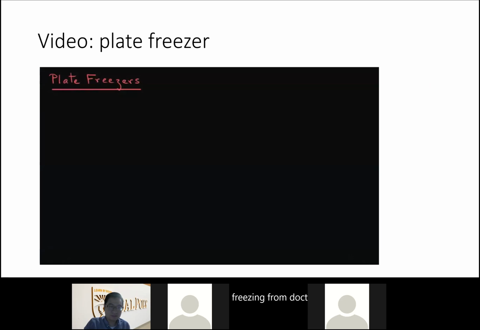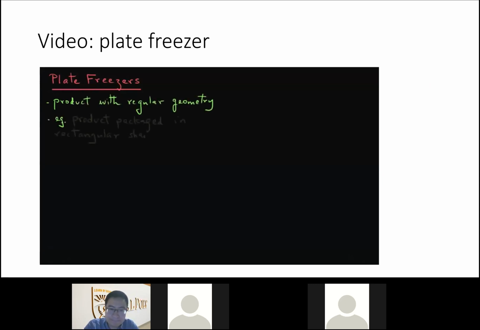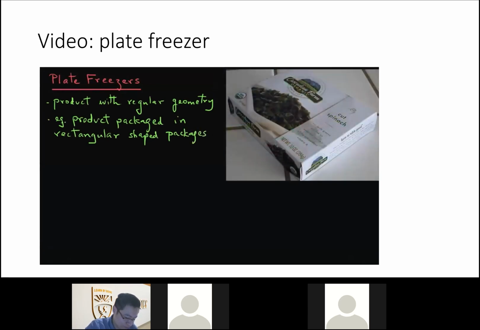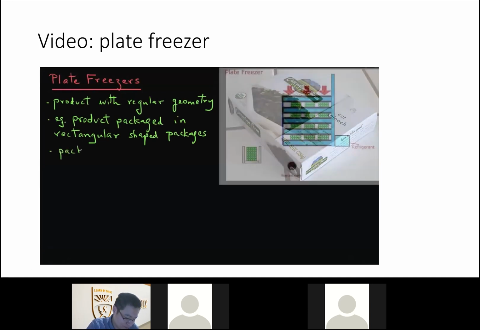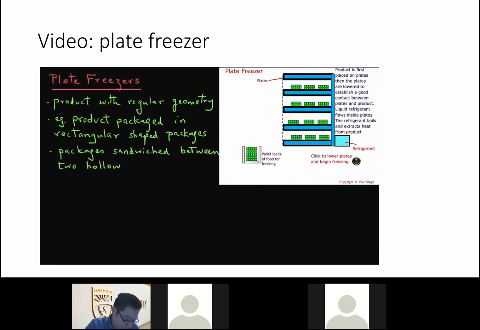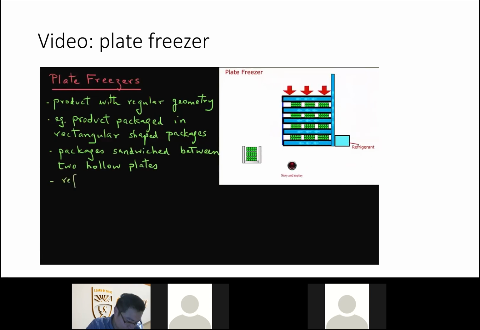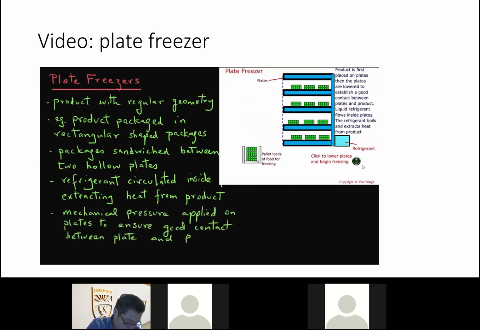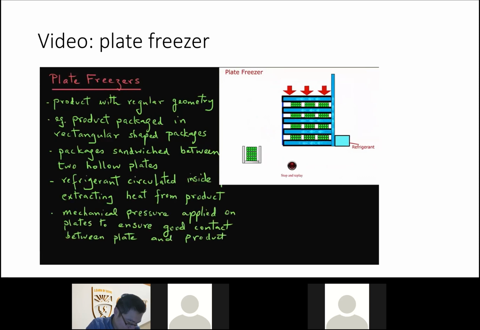In plate freezers, we use a product with regular geometry. What we mean is that the product is packaged in rectangular shaped packages. This is a requirement of this type of freezer because the packages are sandwiched between two hollow plates of the freezer. Once the plates make contact with the package, refrigerant is circulated inside those plates to extract heat from the product. Also, mechanical pressure is applied on the plates so that there is good contact between the plate and the product, as we see in this animation.